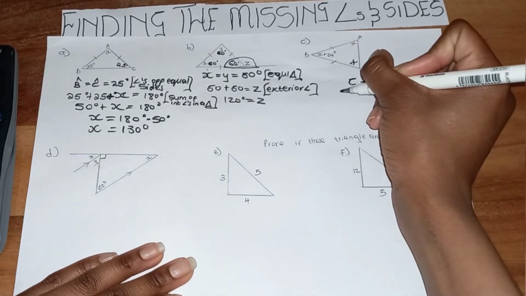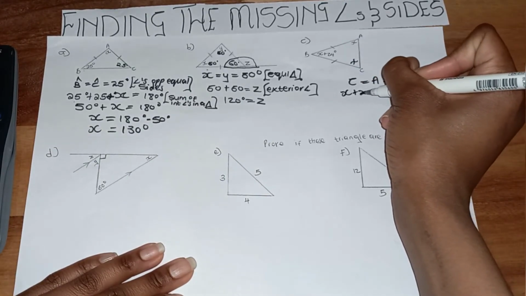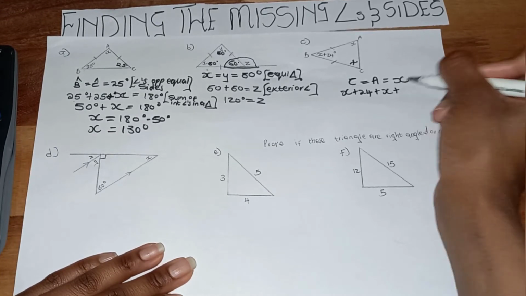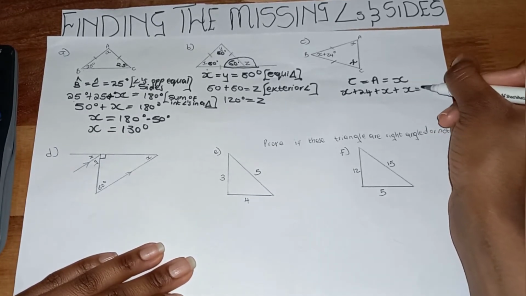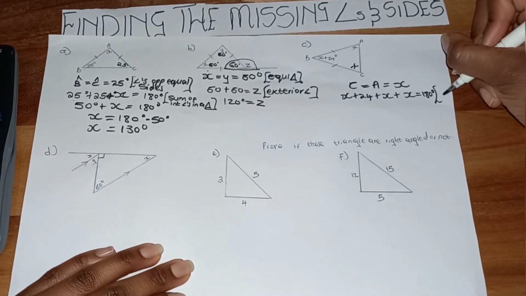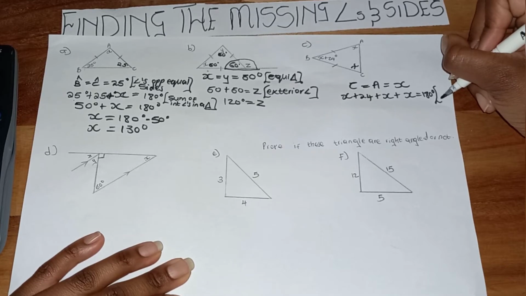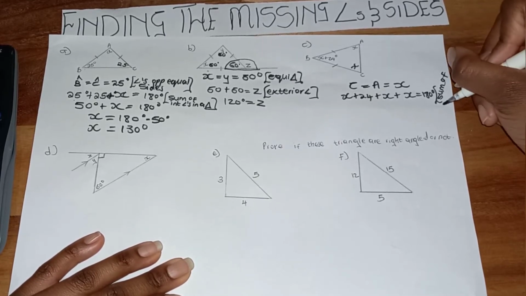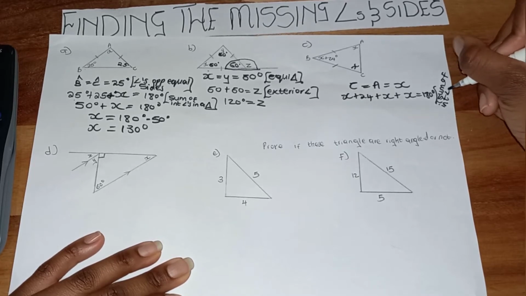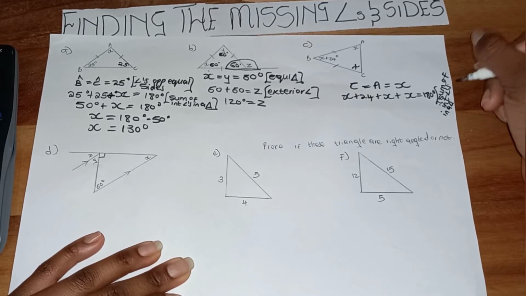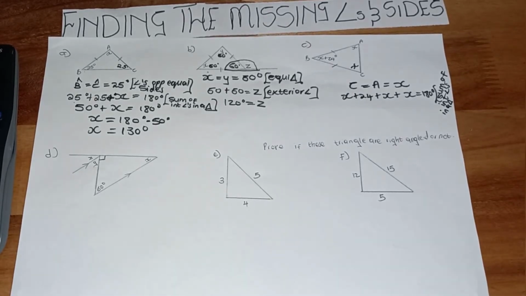So you're going to say your angle B, which is X plus 24, plus your angle A, which is X, plus your angle C, which is X, equals to 180 degrees. Your reason will be, I'm really sorry for the short space, sum of interior angles in a triangle. I really hope you can understand how I'm writing here. Your reason will be sum of interior angles in a triangle.